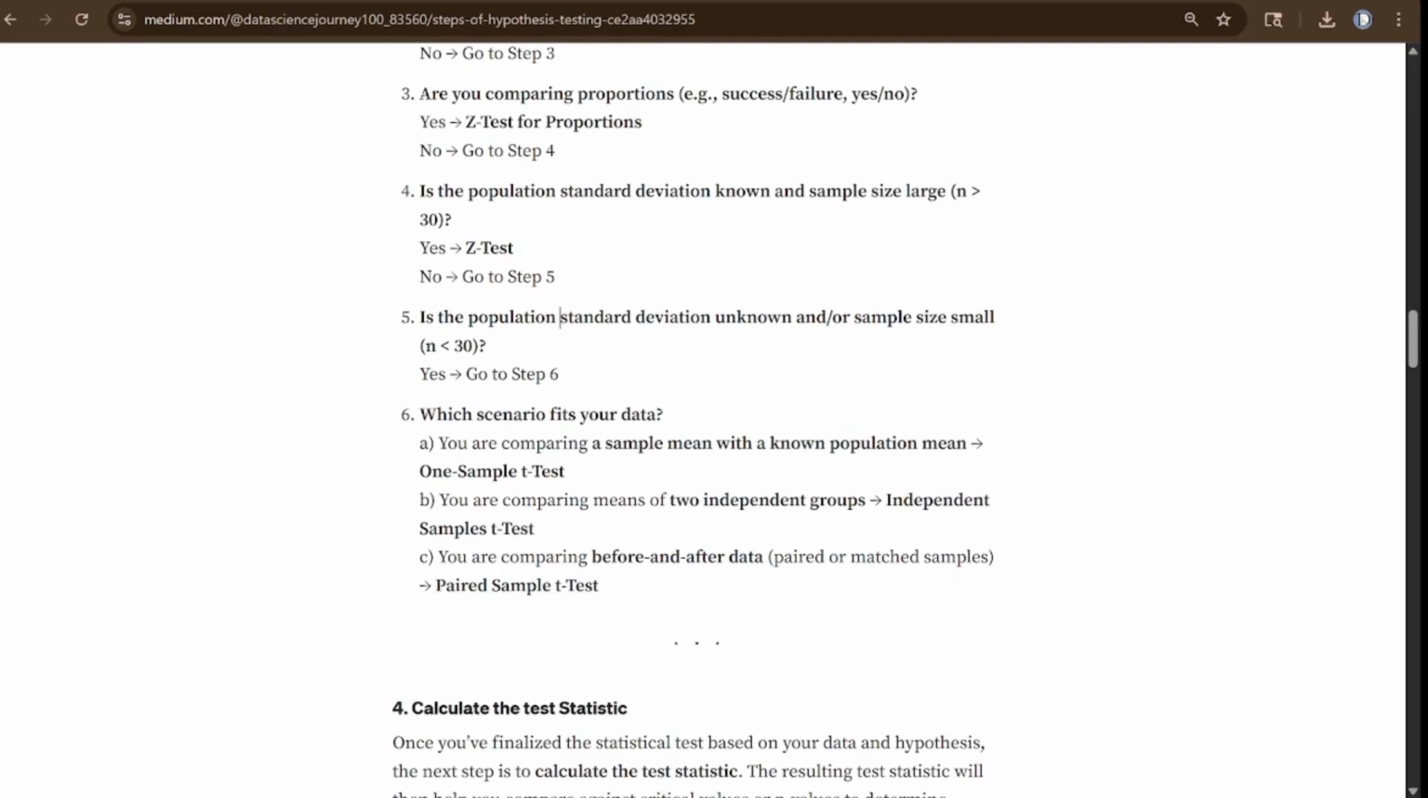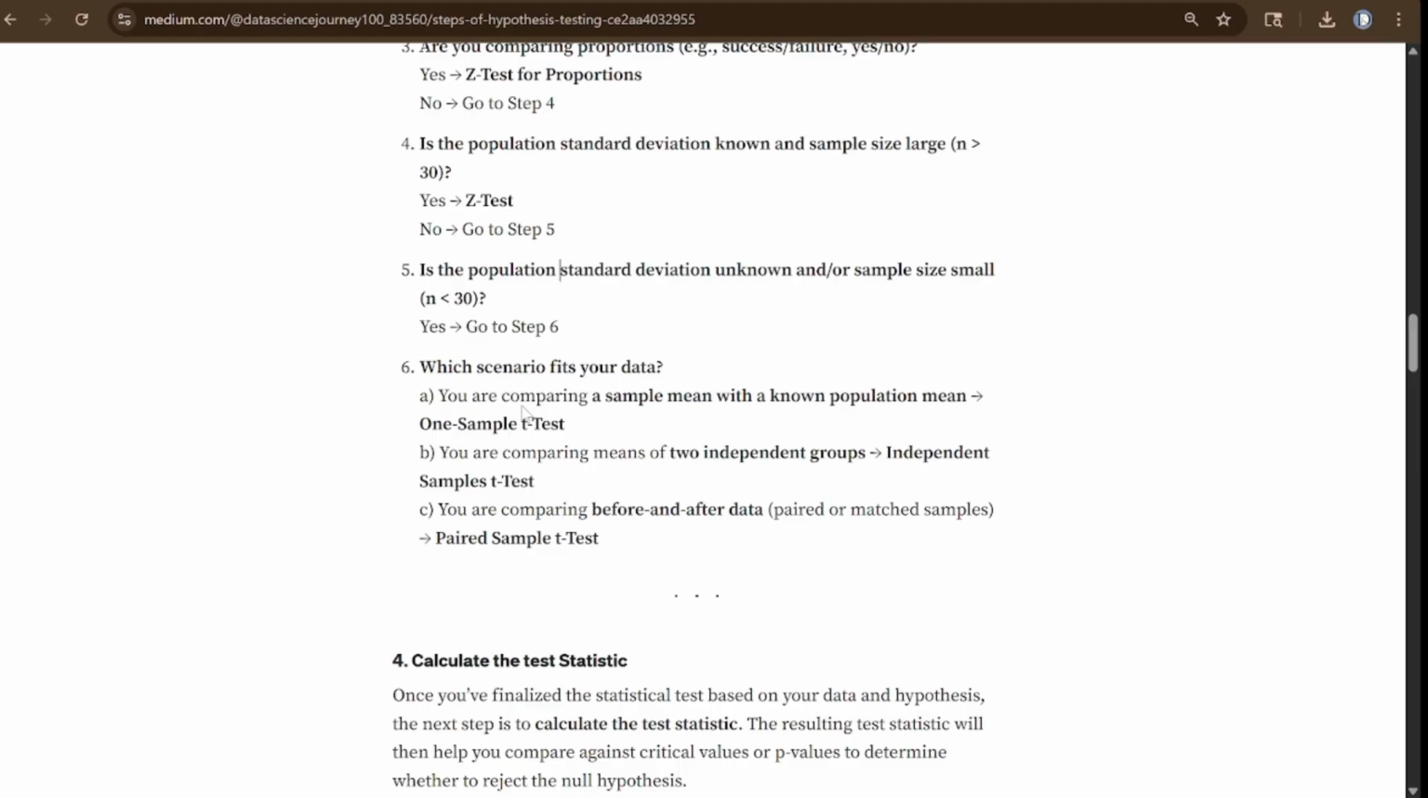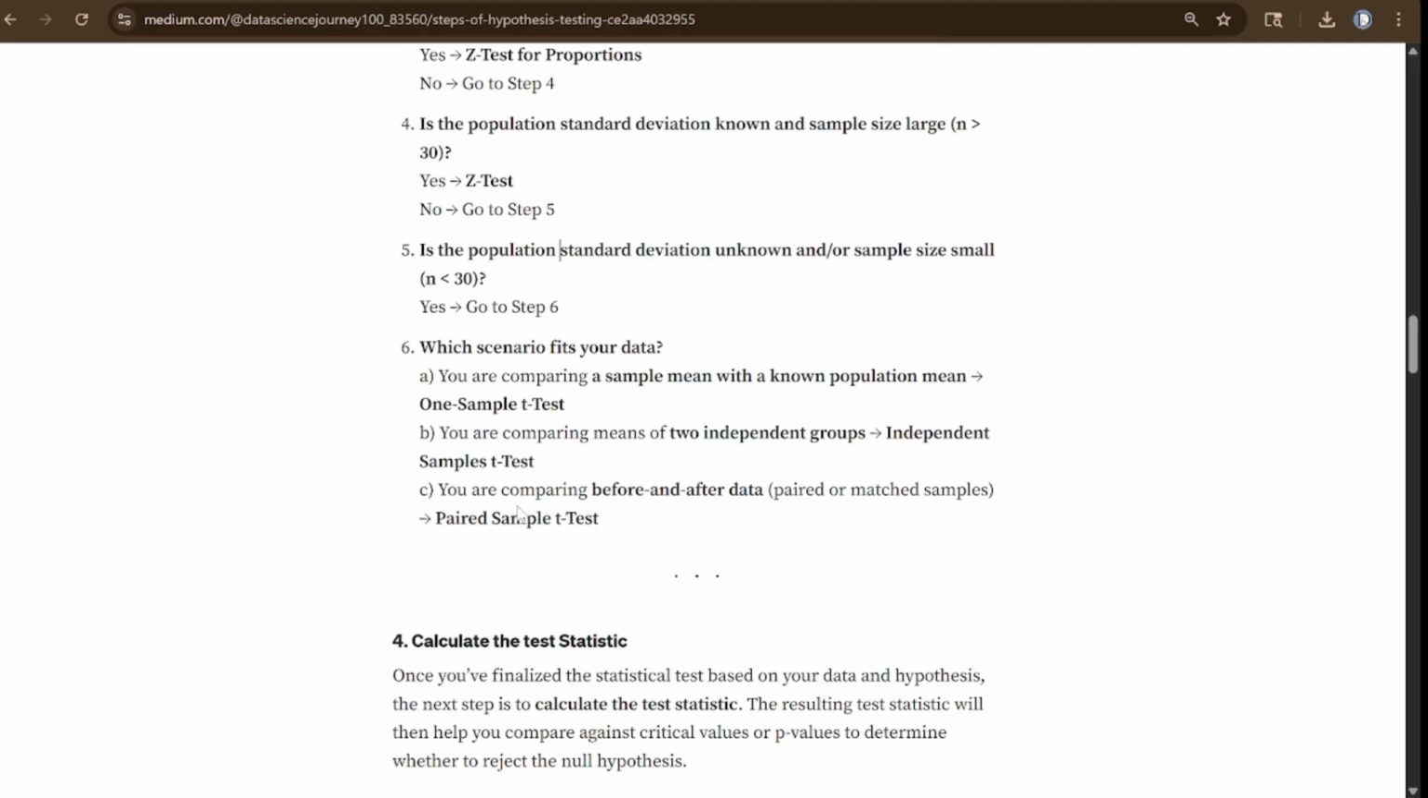Okay. But if your population deviation is not known and your sample size is less than 30, then you have to go for t-test. Now t-test is of many types. One sample, independent sample, paired sample. So one sample t-test is when you are comparing sample mean with a known population mean. Okay, then in that case one sample t-test. But let's say you compare two means of two independent groups, two different kinds of samples and you want to compare their means. That case you have to use independent samples t-test.